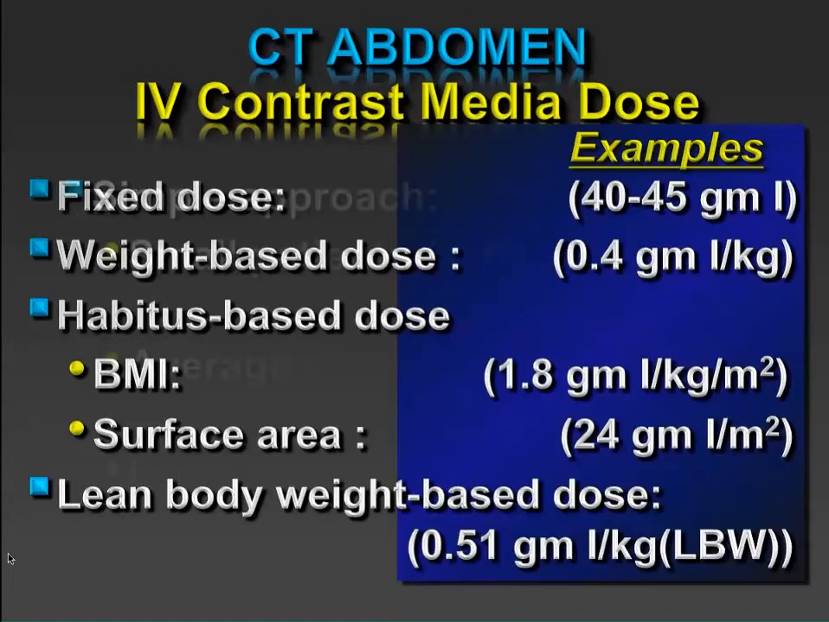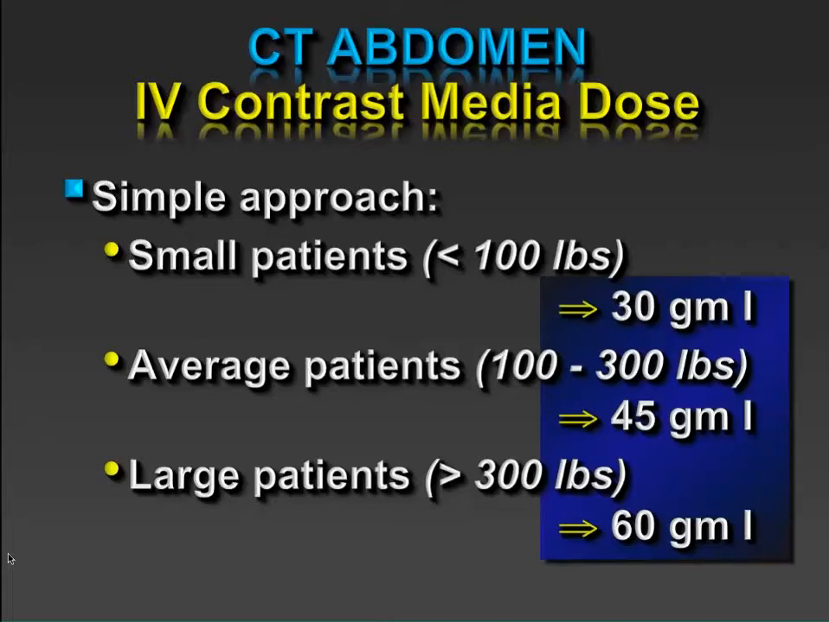In the meantime, however, what I would suggest is this simple approach: if you have most patients in the order of 100 to 300 pounds, and that's a very wide range, give them something on the order of 45 grams of iodine. For smaller patients, less than 100 pounds, you could drop the dose down to 30 grams, and for larger patients, you could go up to 60 grams of iodine. Again, these are some guidelines. You might not want to make such a drastic change for the various groups, but it is a simple way of giving you some kind of a sliding scale to determine the contrast media dose, above and beyond weighing the patient, doing some BMI calculations, etc.